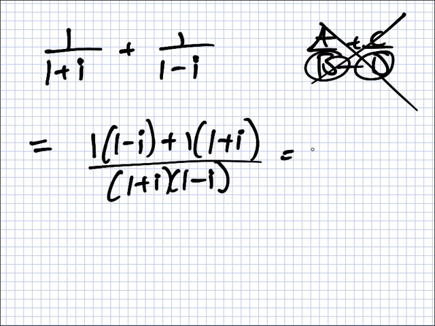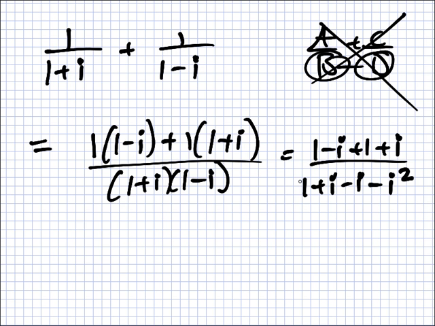So what do we get on the top? We get 1 minus i plus 1 plus i. And on the bottom we'll get 1 plus i minus i squared. So on the top we'll get 2, right? And on the bottom we'll get, they cancel, 2 as well, is it? It is 2. Yeah. So amazingly, it all simplifies down to 1.